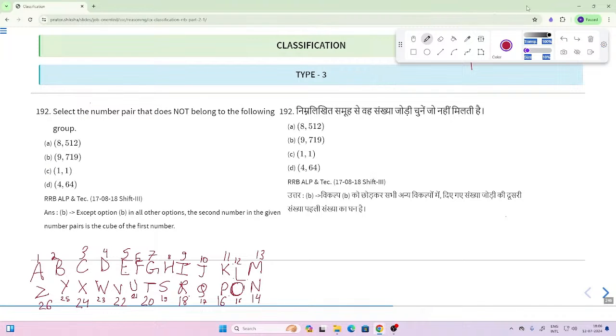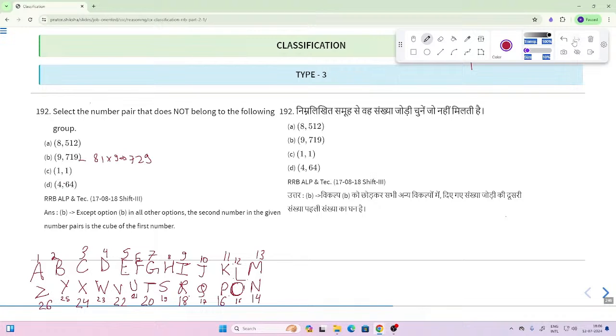Select the number pair that does not belong to the following group. Except for option B, the second number is the cube of the first. So 4 fours are 16, 16 into 4 is 64. 1 into 1 is 1, 1 into 1 is 1. 9 nines are 81, 81 into 9 is 729. Sorry, 729, not 719. And 8 eights are 64, 64 into 8 is 512.